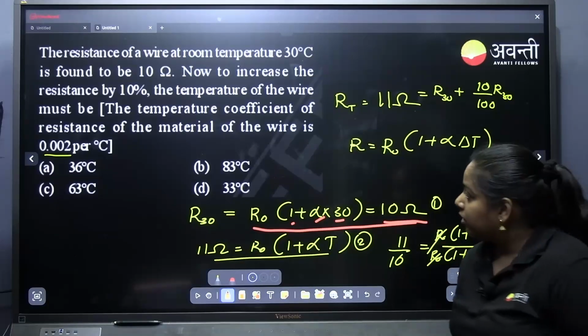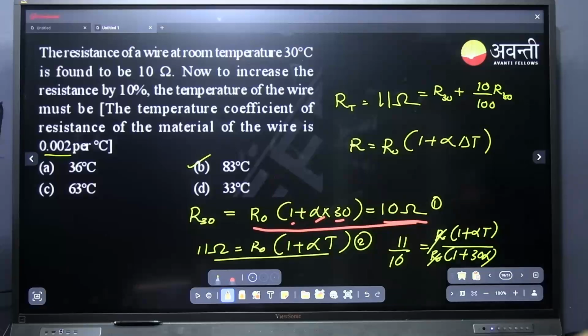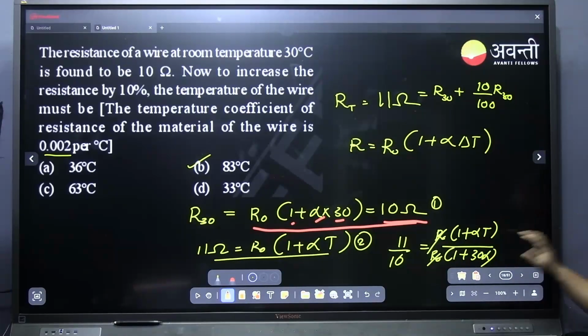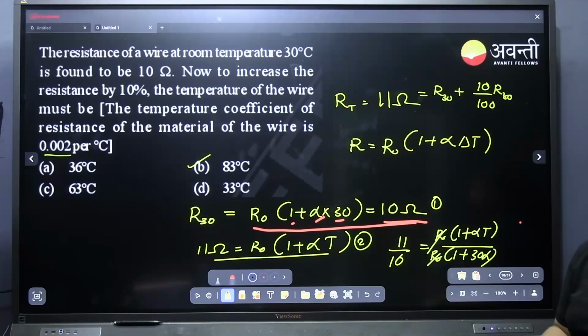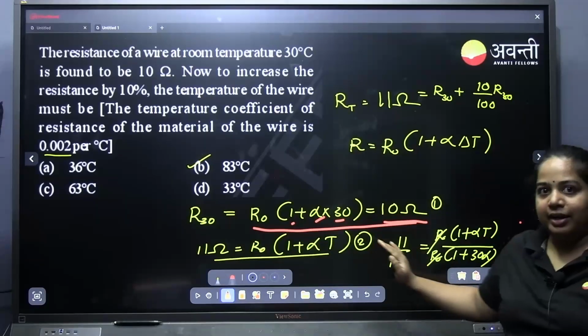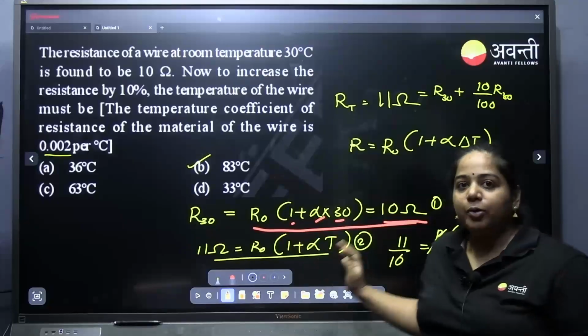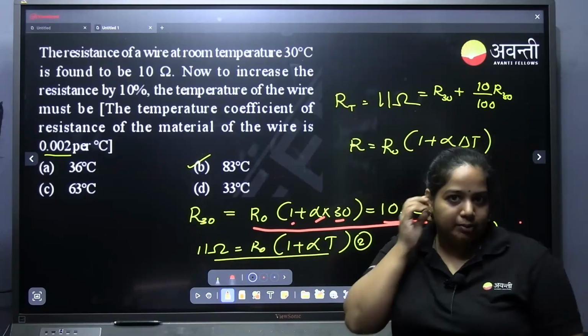Okay. Option B is the answer, 83. From this you can solve for alpha. Alpha is given, please substitute that value. If you do it this way, this will exactly give you 83 degrees Celsius. There is also a simple method, but you will not get the correct values.